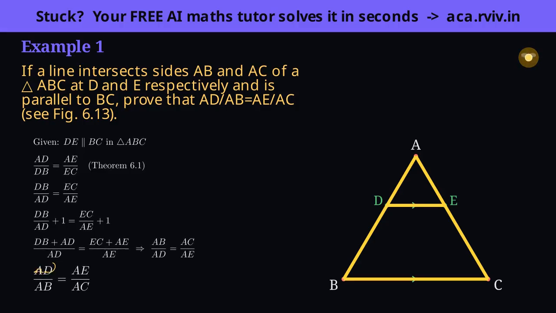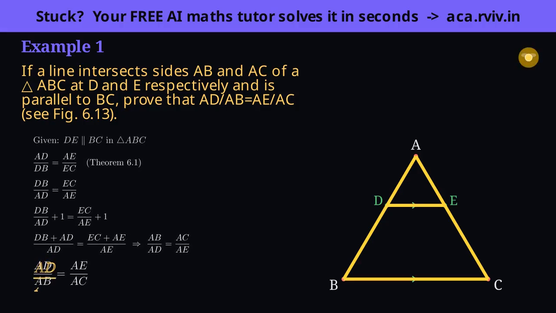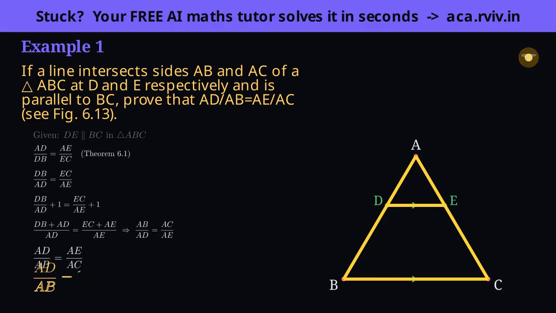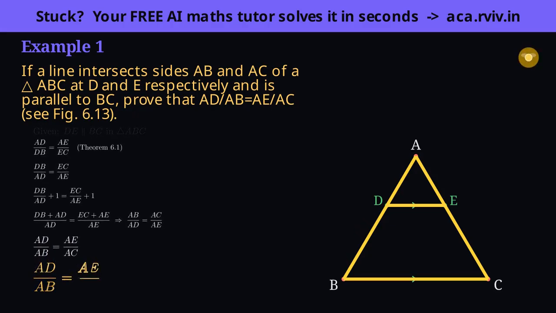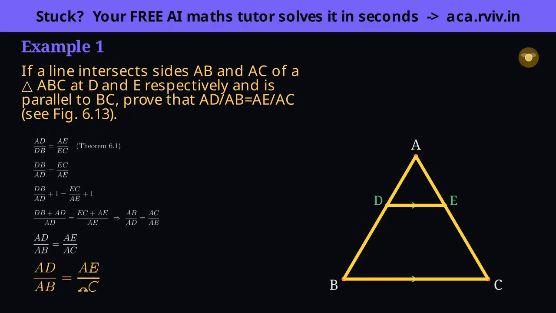Here's the takeaway to bank. Whenever a Thales ratio gives you part over part, but the question wants part over whole, add 1 to both sides. That single trick converts AD over DB into AB over AD, and it comes up again and again, so recognize it on sight.